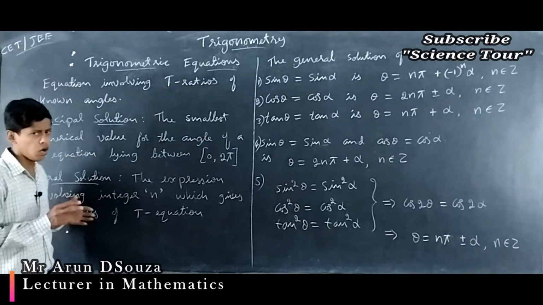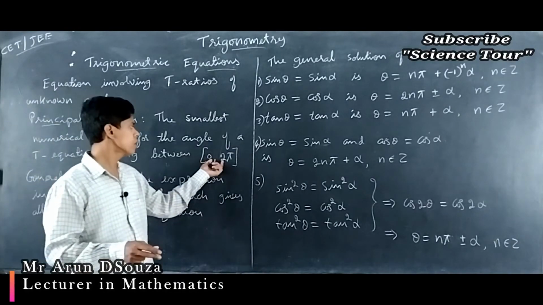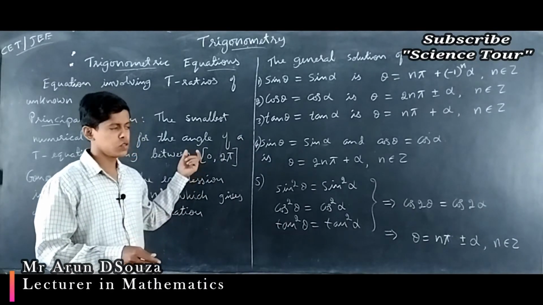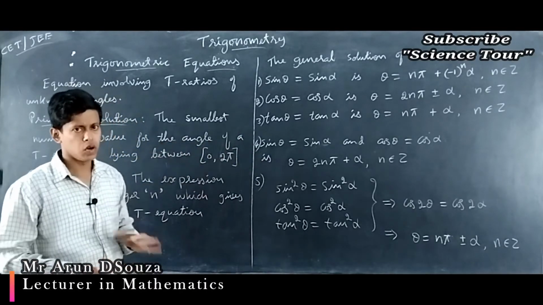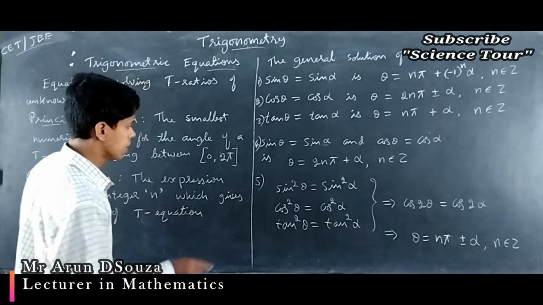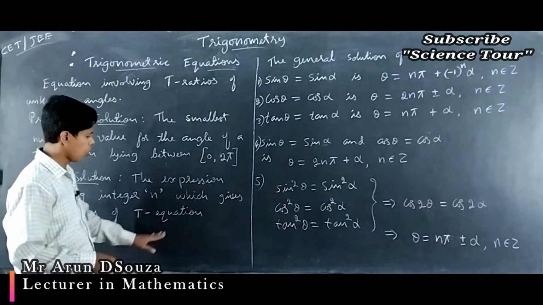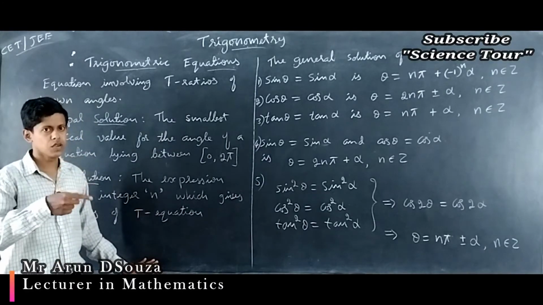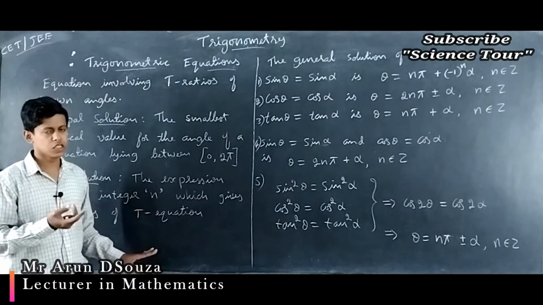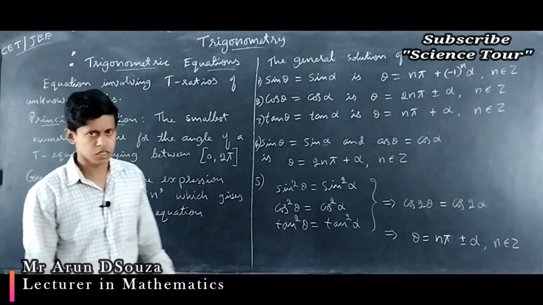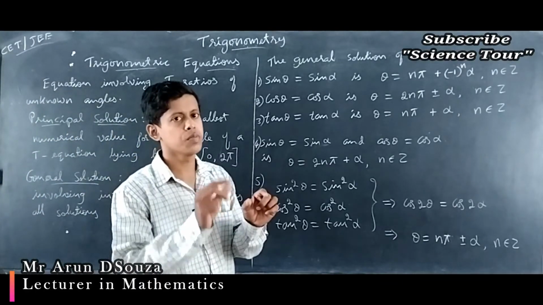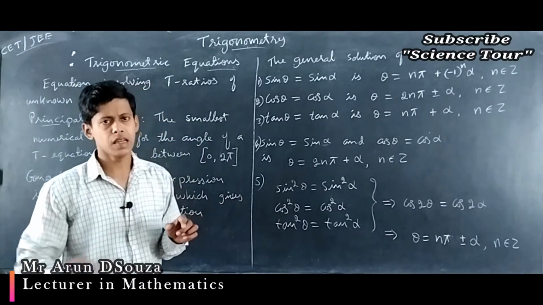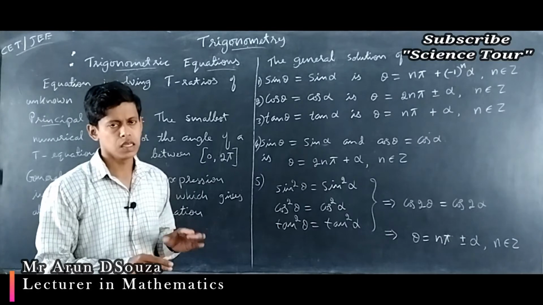Now, if you need all the possible solutions beyond 360 degrees and before 0 also, then you cannot list all those solutions. After 360 degrees it will repeat. Trigonometric functions are periodic functions, correct? So after a certain period it repeats. So you cannot list all the angles.